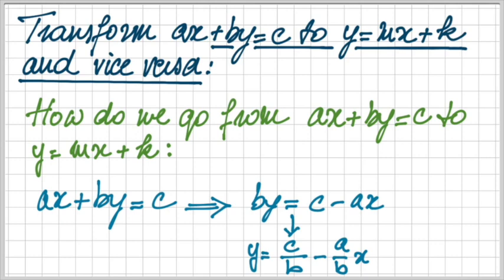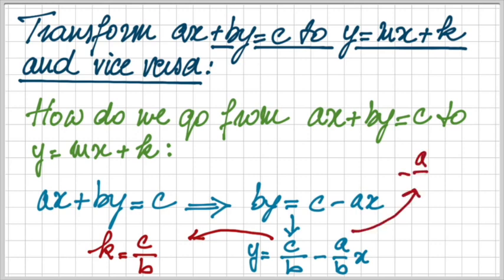So we find on the left-hand side y is equal to c divided by b minus a divided by b times x. And we know that c divided by b in this case is the y-intercept, and minus a divided by b is the slope m. And we can rewrite this expression as mx plus k.